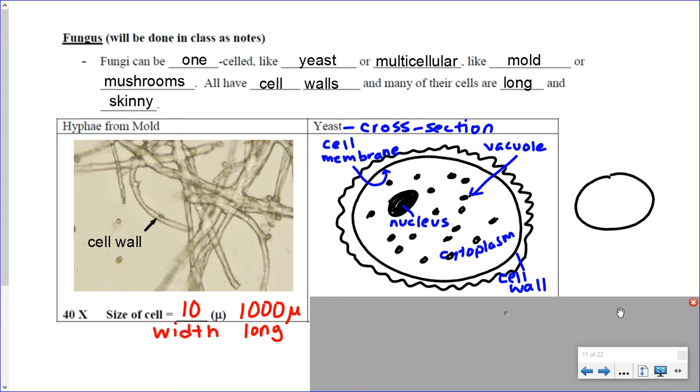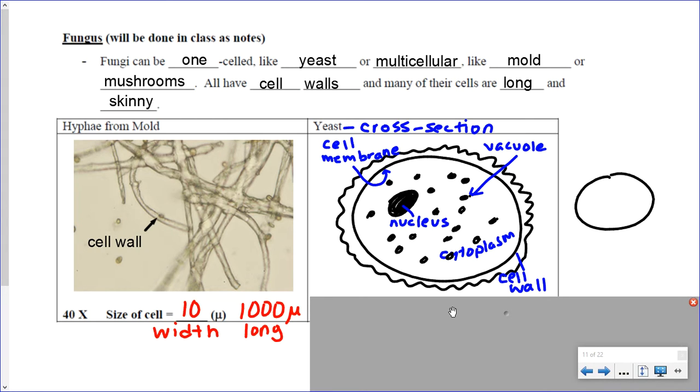So when we look at yeast under the microscope, it's going to look like this. And they're incredibly small, and we're going to estimate that somewhere in the neighborhood of 100 of them could fit across the screen. Now, what you see here is a cross section. If I cut this open, the wall kind of blocks everything, but I could see it had a nucleus and all this other stuff inside.